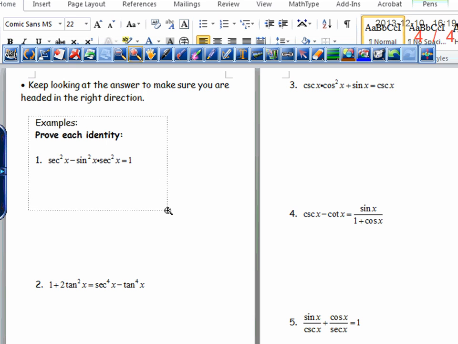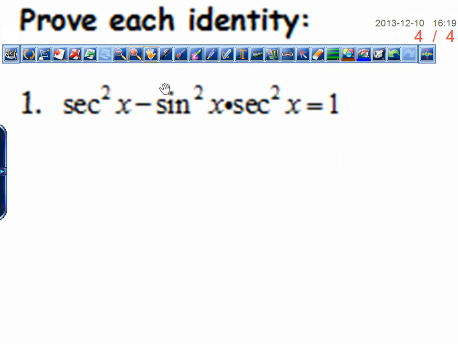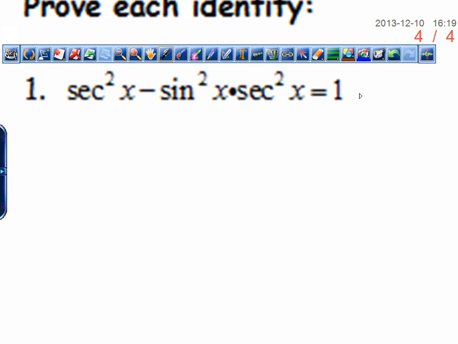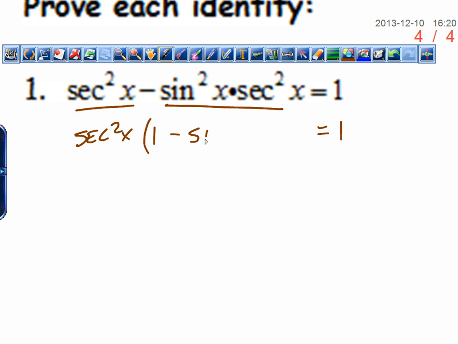Here for number 1, and by the way, for all these, we're just trying to keep one side the same. So if I decide to work with the left side, which is what I'm going to do because it's way complicated and I can't really do much with 1, then that means my right side needs to stay as 1 the entire time. Okay? So let's get started. I get secant squared x can actually be pulled out of both of these pieces. So I got secant squared x times, in parentheses, 1 minus sine squared x. Okay, and then secant squared x still there.